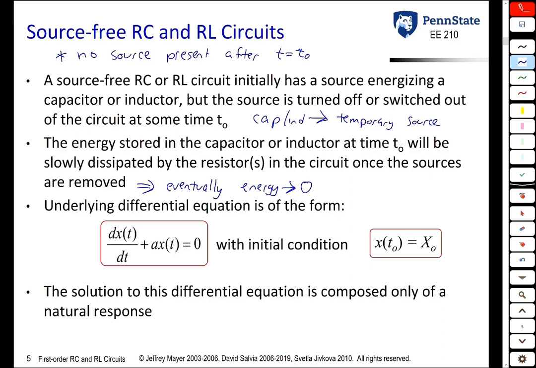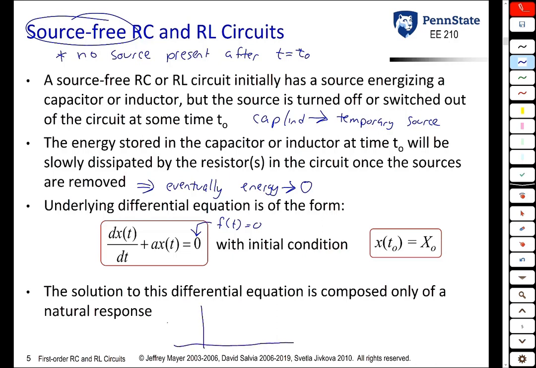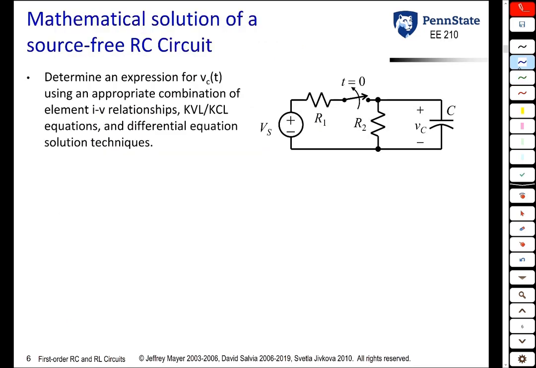We're going to see that the underlying differential equations in this case are x prime plus ax equals 0. In other words, this forcing function f of t is 0 because we are source-free. Furthermore, we're going to see that the solution is always going to be a decaying exponential. We're going to have a constant value at some time t0. We're going to get a decay to 0. I think the best way to illustrate this is with a couple examples.